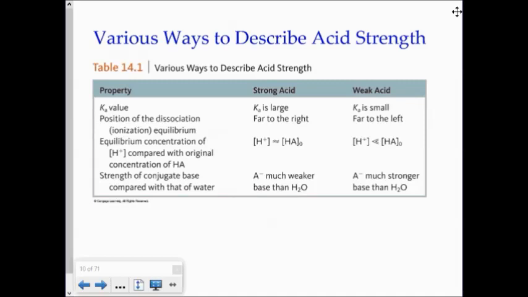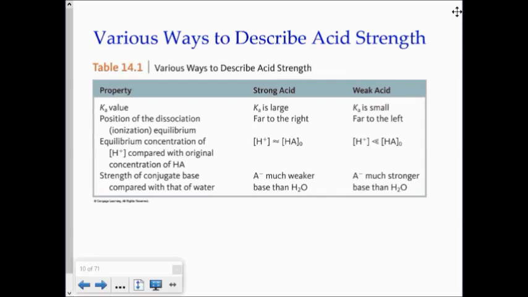All right, ways to describe acid strength. A couple of different ways that we can describe it. If the Ka value is large, it's a strong acid. If it's small, it's going to be weaker. And of course, this is just a generalized comparison. The position of the dissociation, if it's a large Ka, it's going to be to the right. That's why we put the arrow in just the one direction towards completion there. Okay? And if the Ka is small, we have the double arrow establishing an equilibrium position, but usually it's more to the left because there's less ionizing going on.